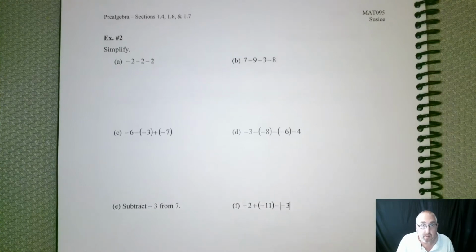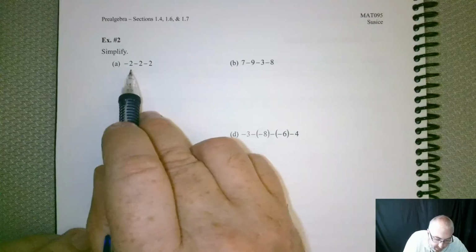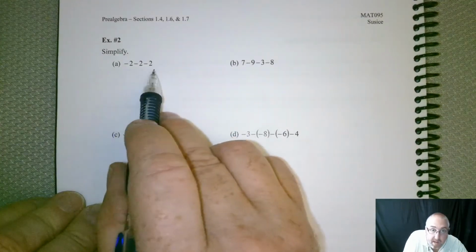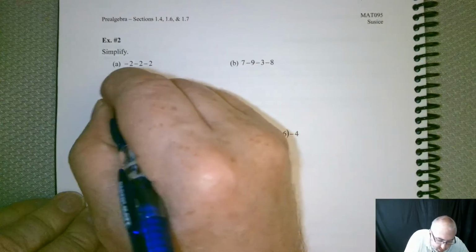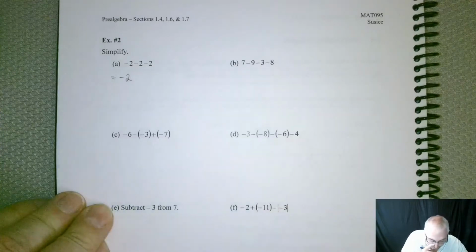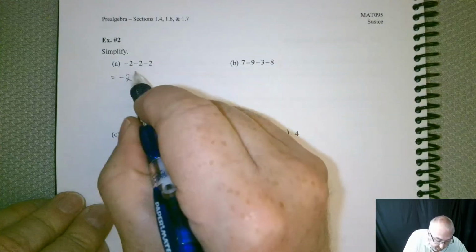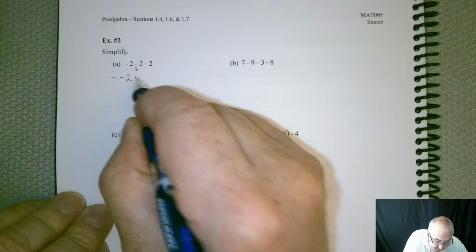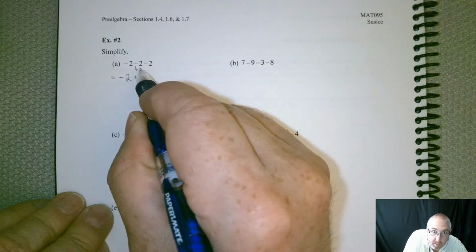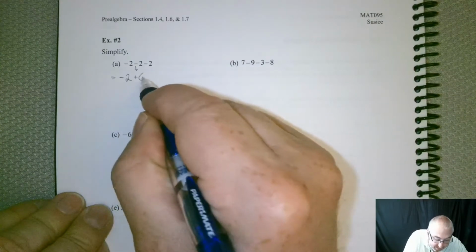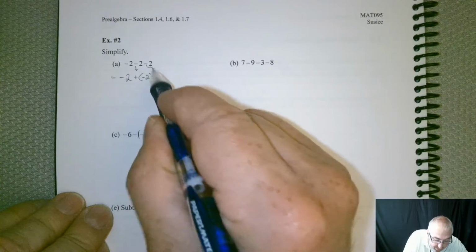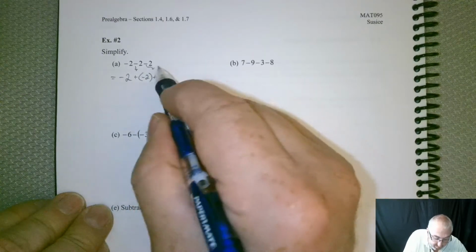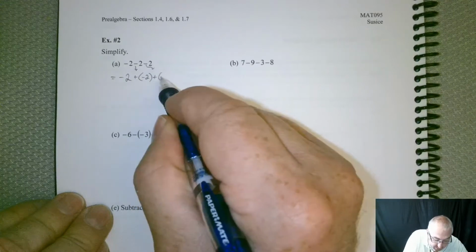So let's start with the first one. So now we got a lot of minuses in here, but remember the first one never changes. So let's make that a negative 2. And so now we got this minus sign, changes to a plus. The 2 that follows it has to change to its opposite, so that's a negative 2. This negative changes to a positive, and then the 2 changes to its negative.